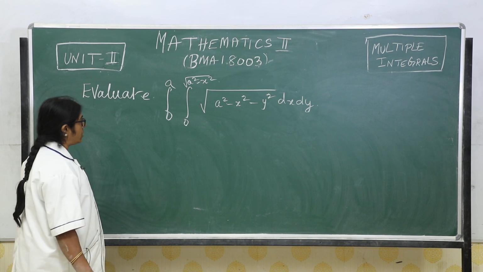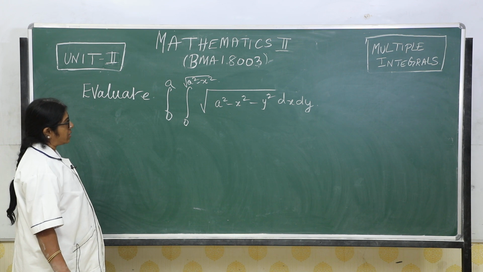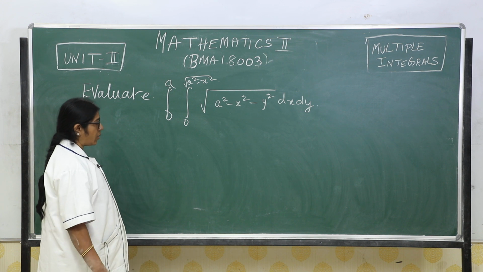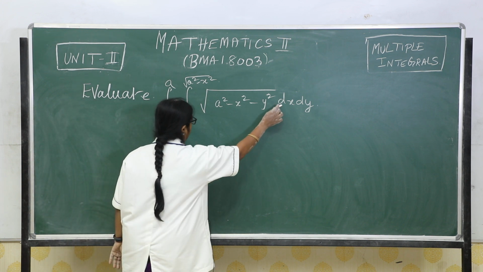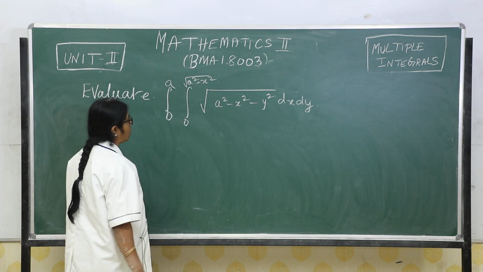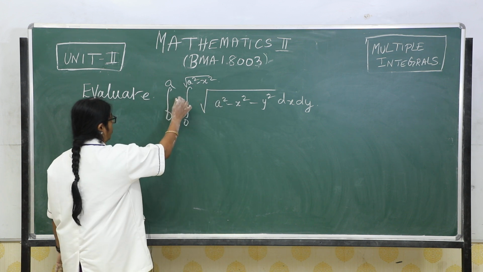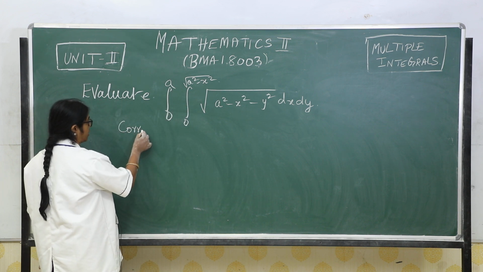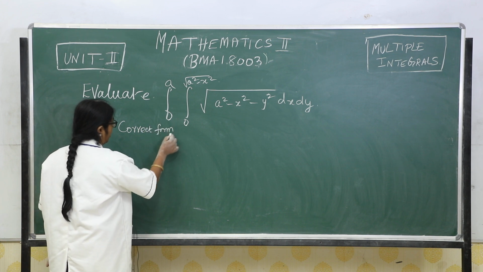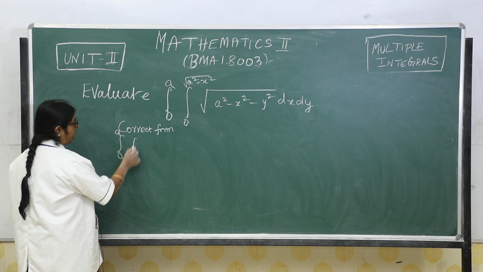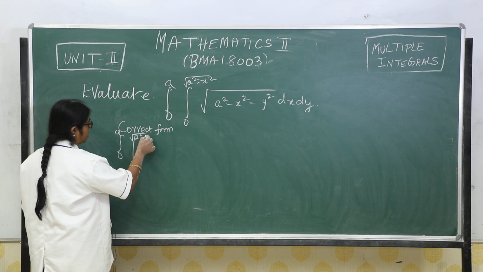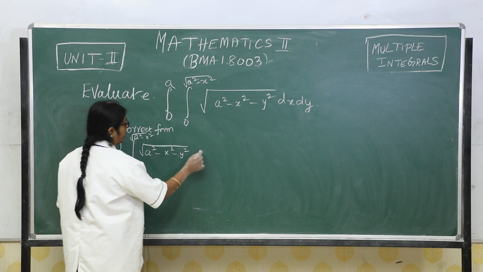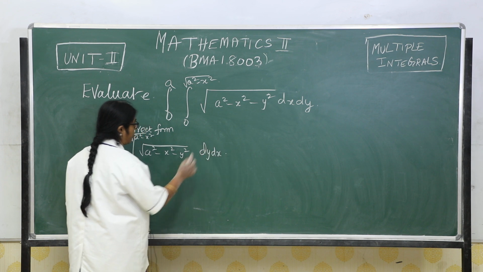Evaluate the double integral from 0 to a, 0 to root of a squared minus x squared, of square root of a squared minus x squared minus y squared dx dy. The first integration is with respect to x, but the inner limits are also a function of x. So you will have to rewrite this. The correct form is integral 0 to a, integral 0 to root of a squared minus x squared, square root of a squared minus x squared minus y squared dy dx. This is the correct form.